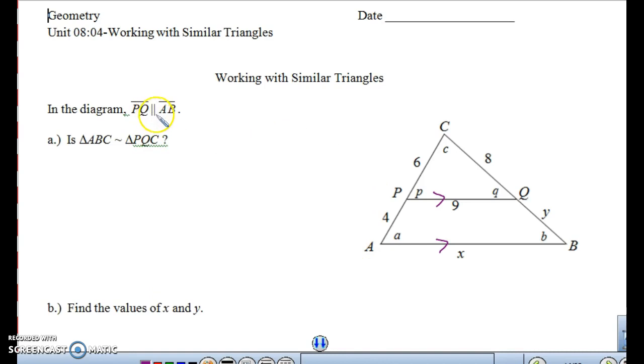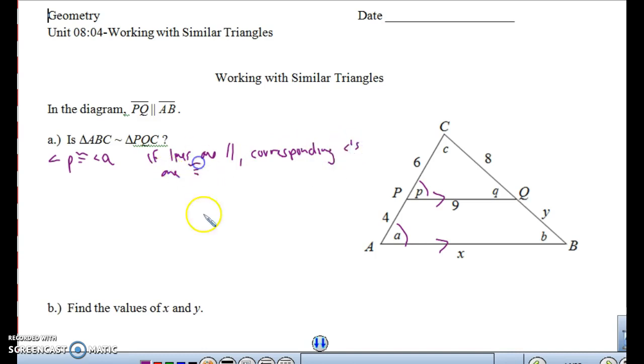Now, if we know these lines are parallel, do we know if any angles are congruent? Well, how about angle P and angle A? What kind of angles are those? Angle P is congruent to angle A because they're corresponding angles. If lines are parallel, corresponding angles are congruent. So we know that angle P is congruent to angle A.